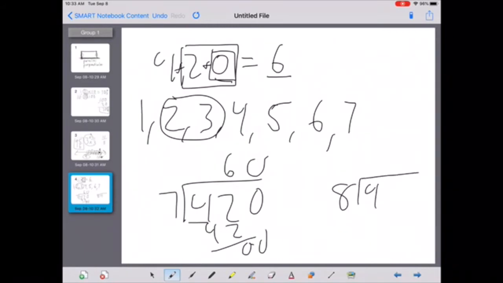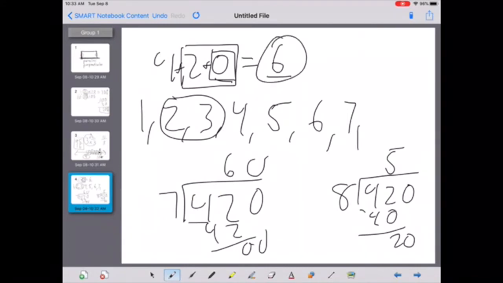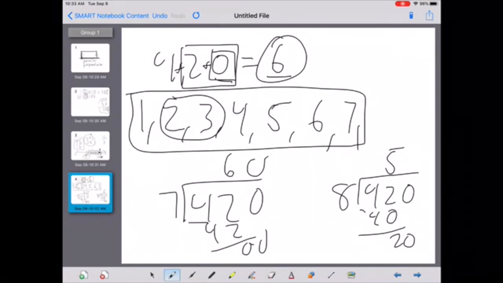8, I have to see. Remember, 8 is the last 3. Well, there's only 3 numbers, so I have to do the whole division. 8 goes in there 40, 20. 8 doesn't go into 20, so 8's out. 9 is out because 9 does not go into the 6. So I have the first 7 numbers, guys. 1, 2, 3, 4, 5, 6, 7.